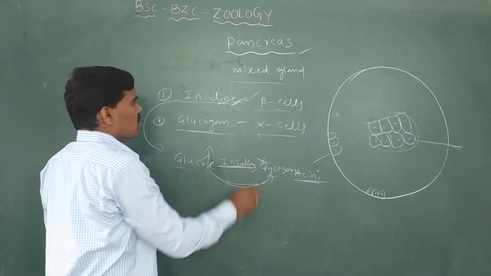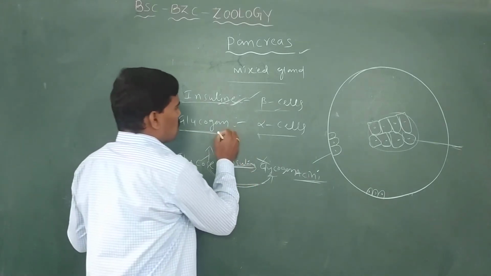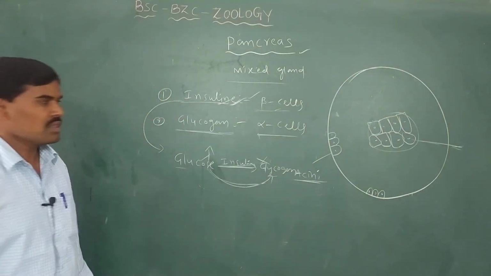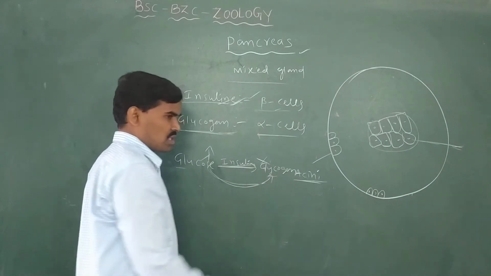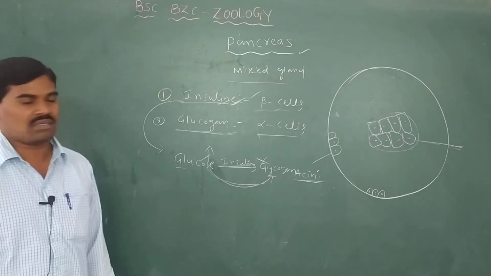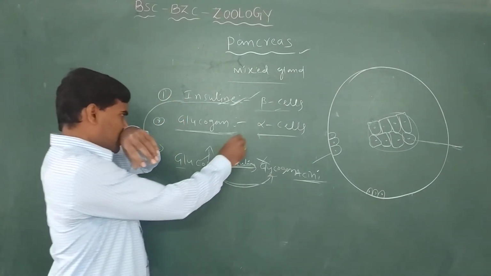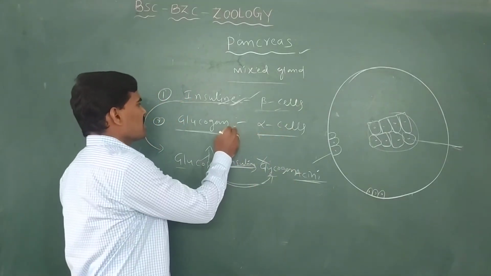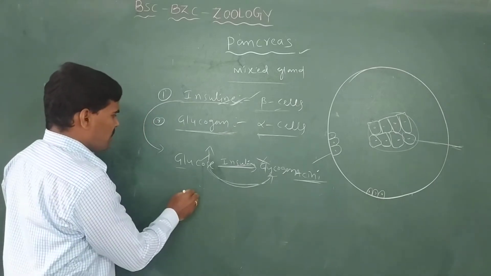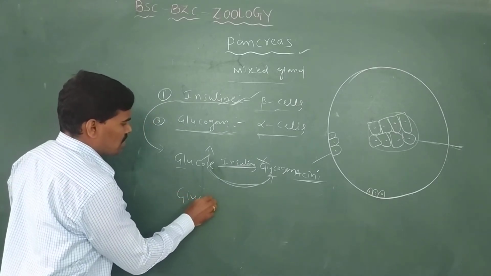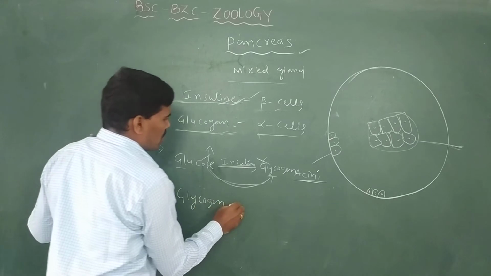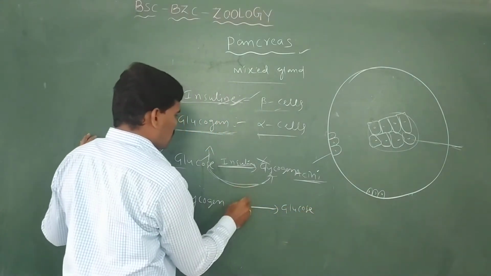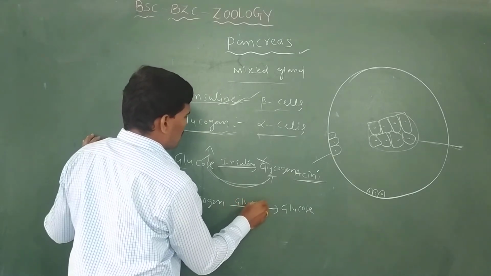The next hormone is glucagon. The glucagon hormone is secreted by alpha cells. Whenever the glucose level in the blood decreases, glucagon is immediately secreted. It has the opposite function: glycogen is converted to glucose in the presence of glucagon.